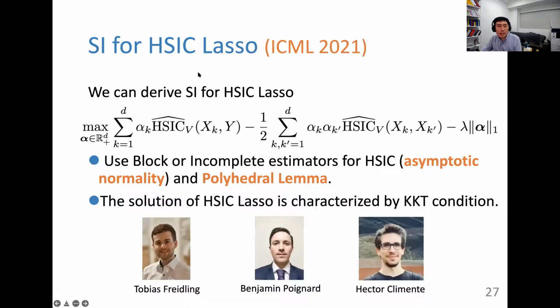Then we recently developed selective inference for the HSIC lasso. Basically, this is a lasso problem, so we construct the selection event by the KKT conditions, then just use the polyhedral lemma. This was done by Tobias, Benjamin and Hector.